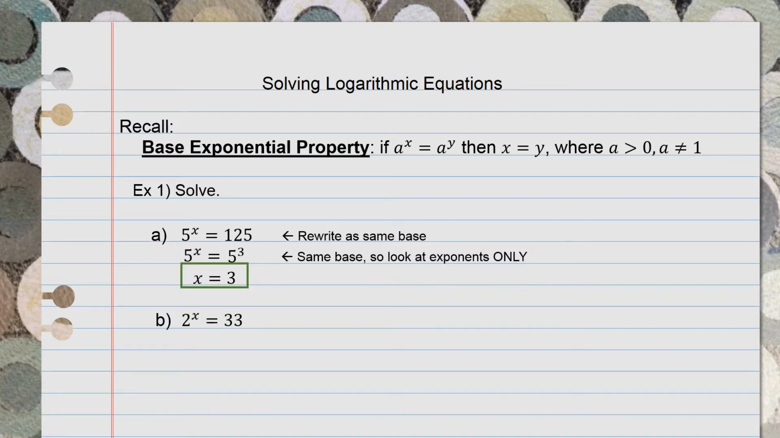Example B has 2 to the x power equals 33. Now again, rewrite using the same base. Since I have 2 raised to a power, can I rewrite 33 as 2 to some power? That's not possible. So what do?